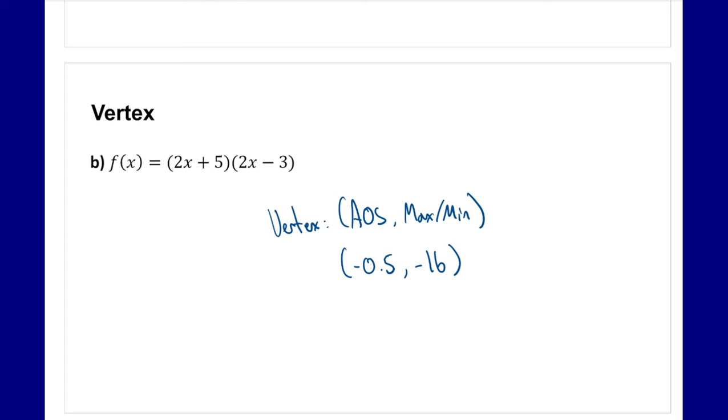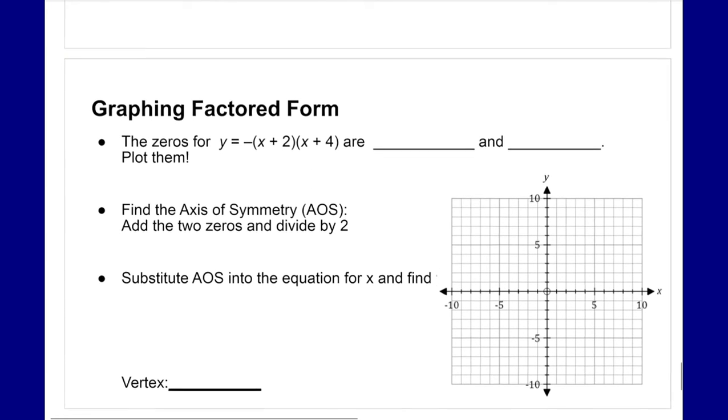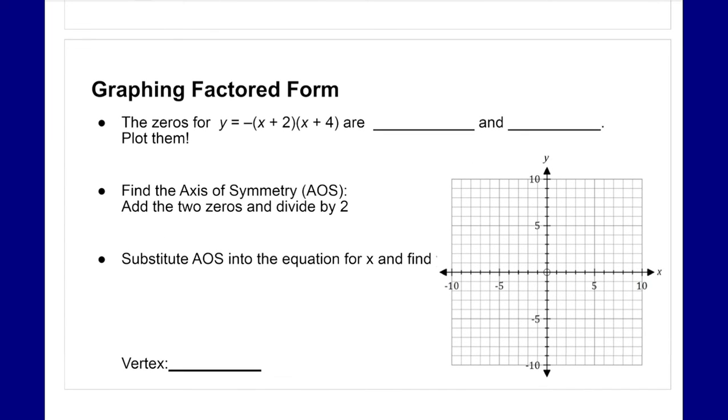So from our factored form, we've been able to find almost all of the key characteristics of our parabola, or of our quadratic. We found the axis of symmetry, we found the zeros, we found the max or min value, and we also found the vertex. So that's why I mentioned previously that the factored form does give us the most amount of information, even though it may not appear like that at the beginning. So lastly, we're going to take all of what we just learned, put it together into graphing a factored form.